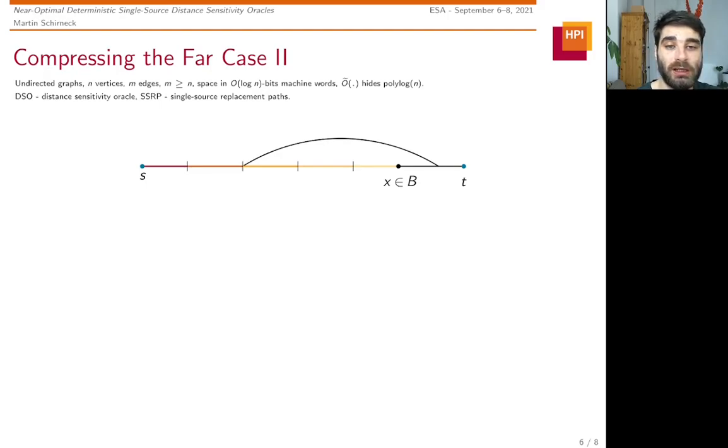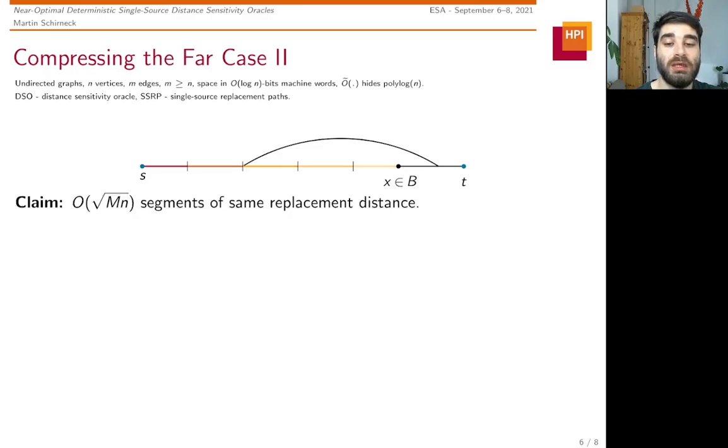And the key claim in that case is that there are only very few segments that have the same replacement distance, namely a constant times the square root of capital M times n. And we will see that once we bound the number of segments, we can also find them efficiently and store them efficiently. So the whole idea of the far case 2 is to bound the number of segments of different replacement distances.